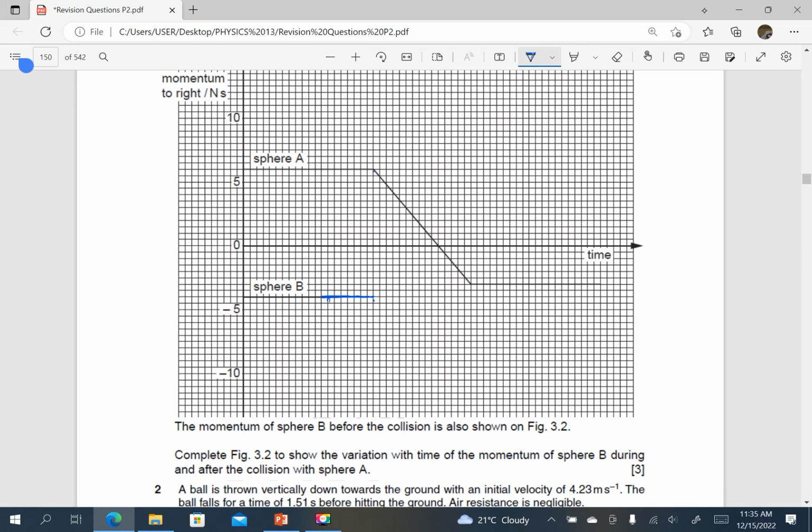When the momentum of sphere A starts decreasing, then the momentum of sphere B should be increasing, and they should be in opposite directions. So the change in momentum, this one falls by 1, 2, 3, 4, 5, 6, 7, 8, 9, 10, 11, 12, 13, 14, 15, 16, 17, 18. So the other one should also increase by 18 small squares.